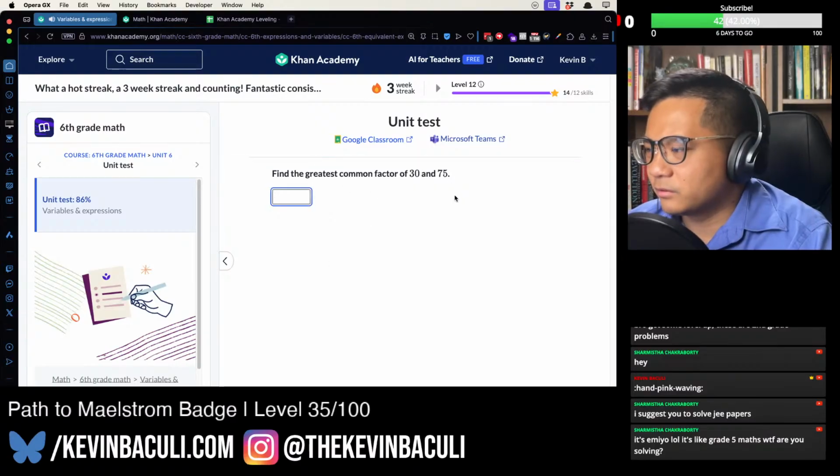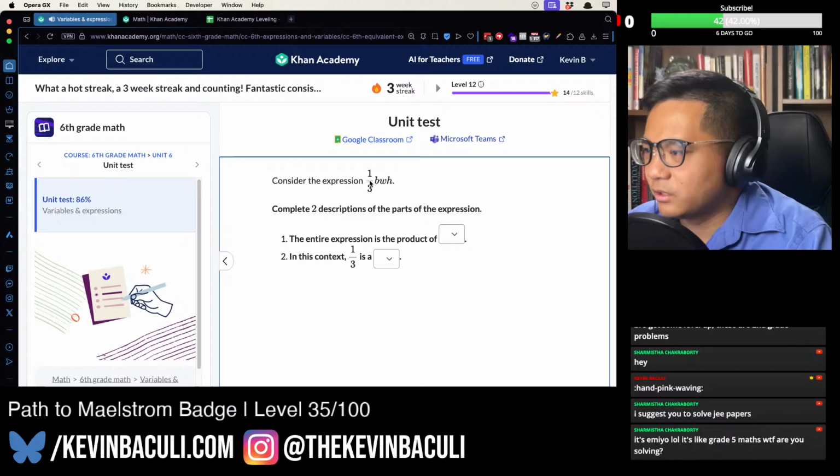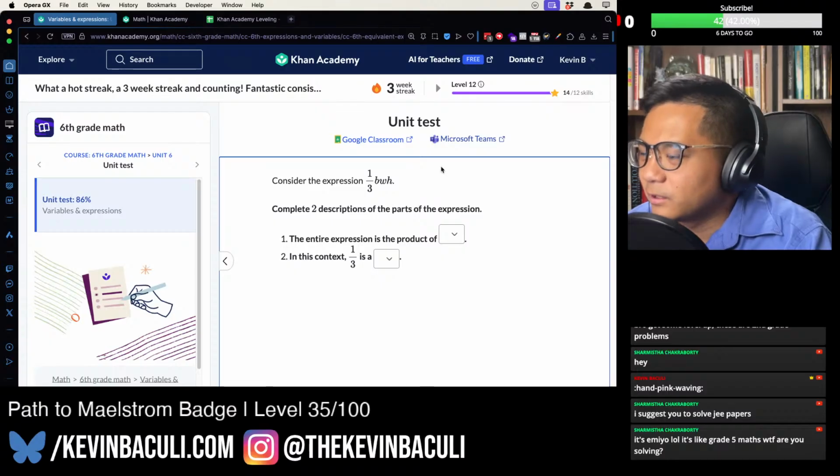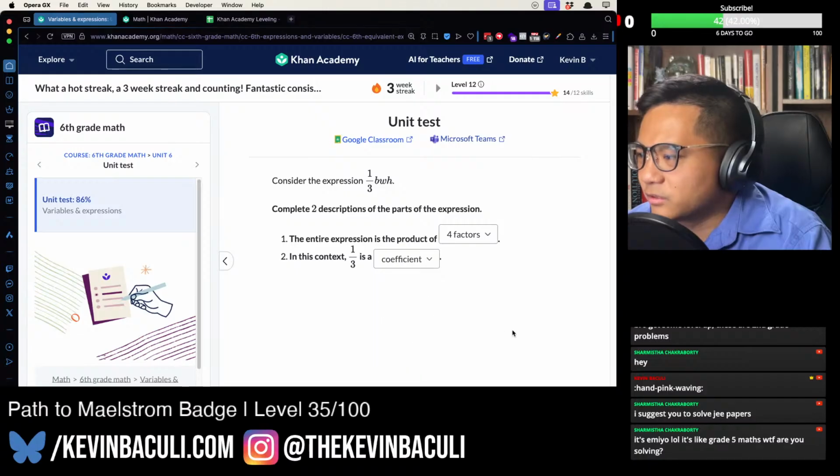This common factor. Is it 15? Consider the expression a third base with height. This is a cone. Complete the two descriptions. Oh, no. This is a cylinder? No. Oh, it's a pyramid. Complete two descriptions. The expression is a product of 4 factors. What is a coefficient?